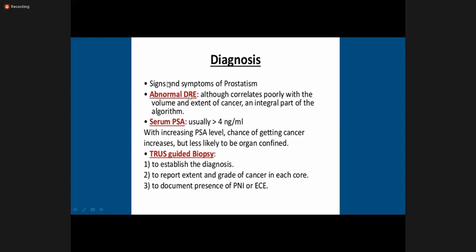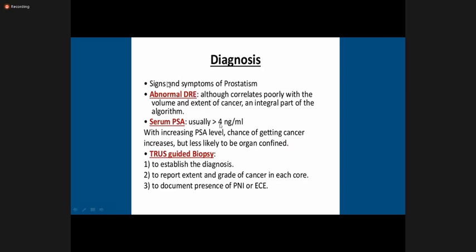The difference between the DRE of benign prostatic hyperplasia and malignancy is this: with cancer of the prostate, we cannot normally palpate the median sulcus, and the surface is not smooth. The rectal mucosa over the prostate is not mobile, as it is fixed to the prostate. But in benign prostatic hyperplasia, the median sulcus is palpable, the surface is smooth with no nodularity, and the rectal mucosa over the benign prostate is mobile.